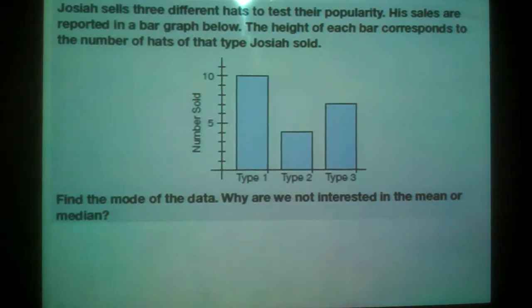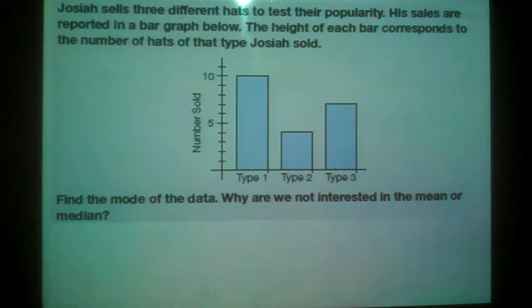All right, our last one here. Check my time. All right, we are almost done. It says Josiah sells 3 different hats to test their popularity. His sales are reported in a bar graph below. The height of each bar corresponds to the number of hats of each type that Josiah sold.